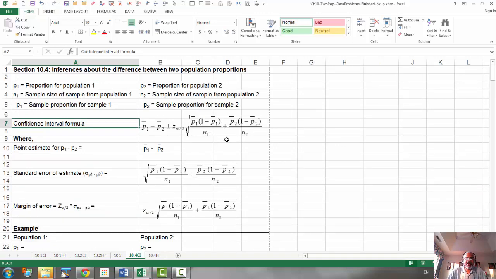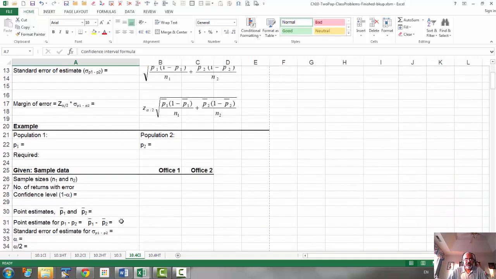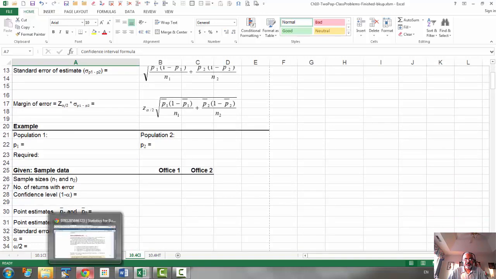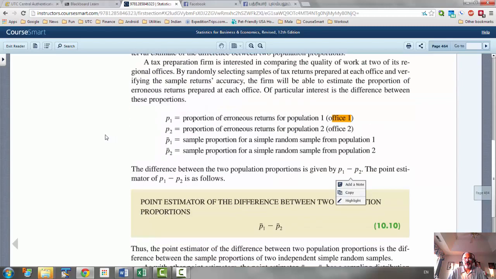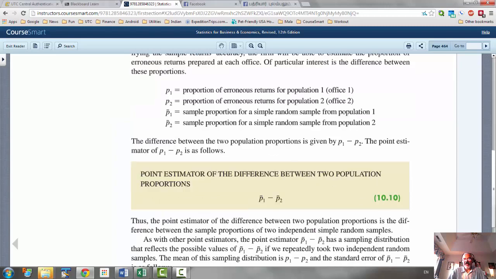First, let's look at an example of confidence interval, and for this, let's look at the example from your textbook. So we have two different offices that prepare taxes, and we want to look at the proportion of erroneous tax returns from Office 1 and Office 2, and is there a difference between those two? Population proportion of erroneous tax returns. And for that, we take a random sample.